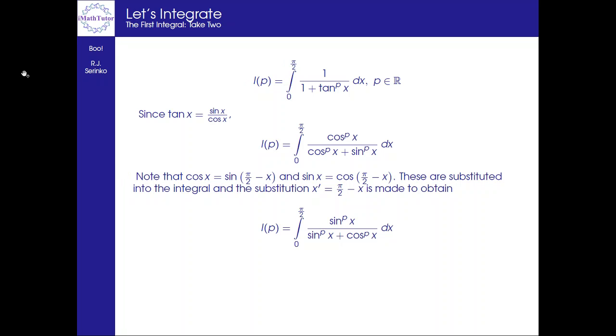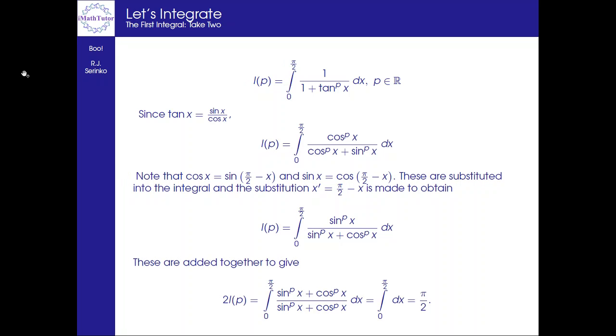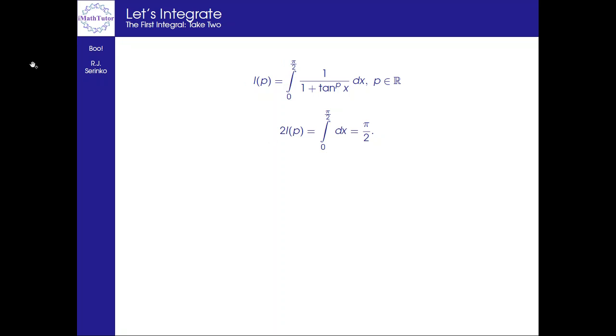Now, let's add the two together. When we do that, we end up adding the numerators, so you end up with sine to the px plus cosine to the px divided by the same quantity. That's 1. So you end up with the integral from 0 to pi over 2 of dx equals pi over 2, or the integral equals pi over 4, as we found before.